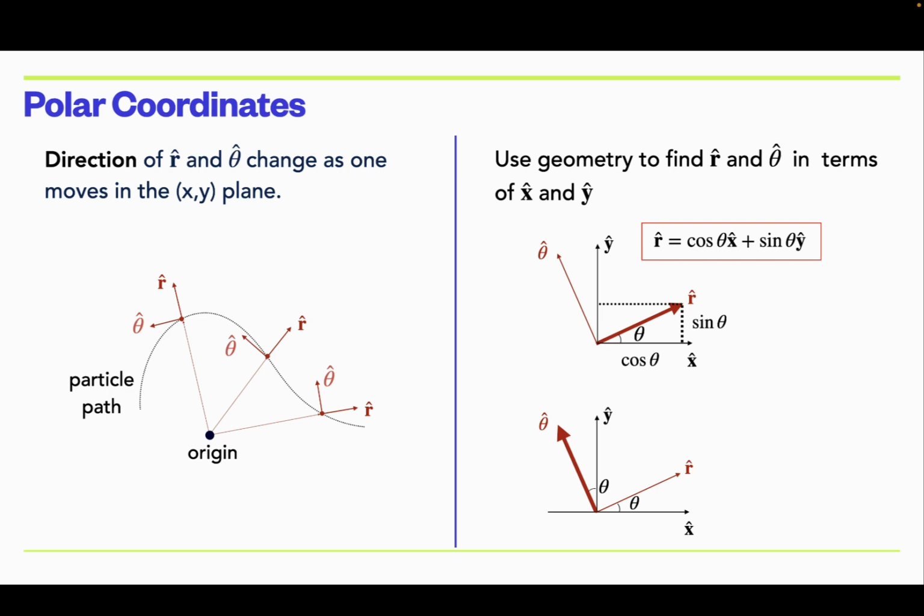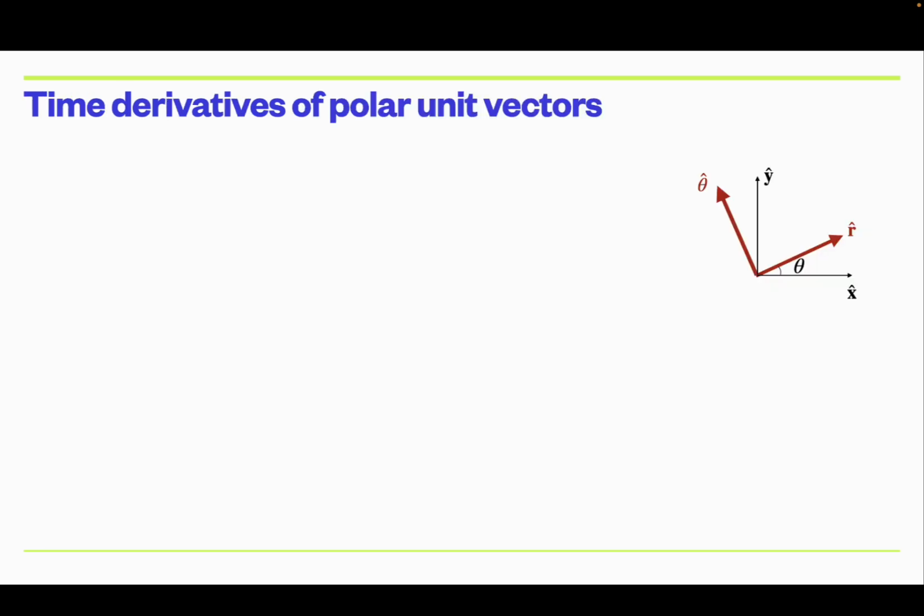We can do a similar analysis to get the components of the theta hat vector. Again, the y component is now cosine theta, and the x component is now negative sine theta. Since this angle here is the same as that angle, theta, but it's pointing in the negative direction, you have to have a negative sign in front of it. So theta hat is minus sine theta x hat plus cosine theta y hat. We can now use these to find their time derivatives.